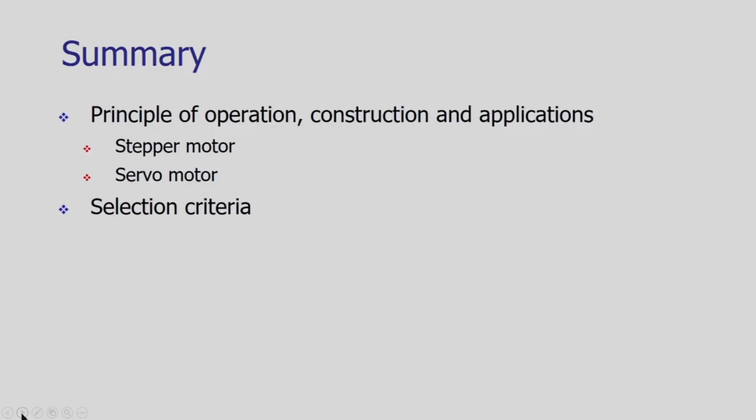So let me summarize lecture 3 of week 6. In this lecture we have seen two important electrical drives. These were the stepper motor and the servo motor. So we learned the principle of operation of these electric drives, their constructional details and applications in the automation industry. At the end of the lecture, we carried out a discussion on the selection criteria, how to select an electrical motor for the required purpose.